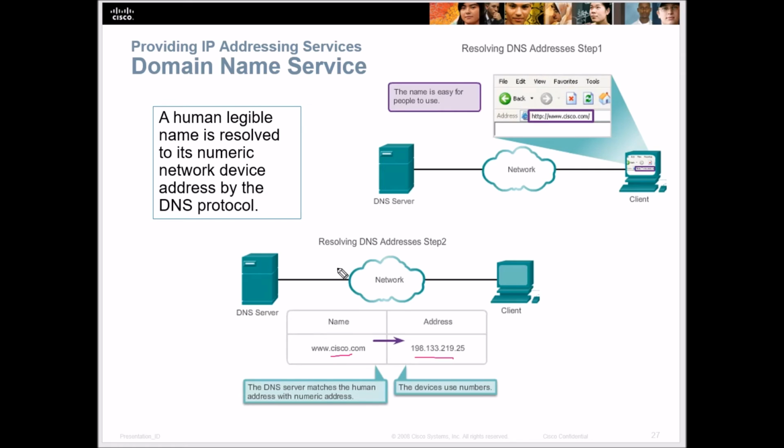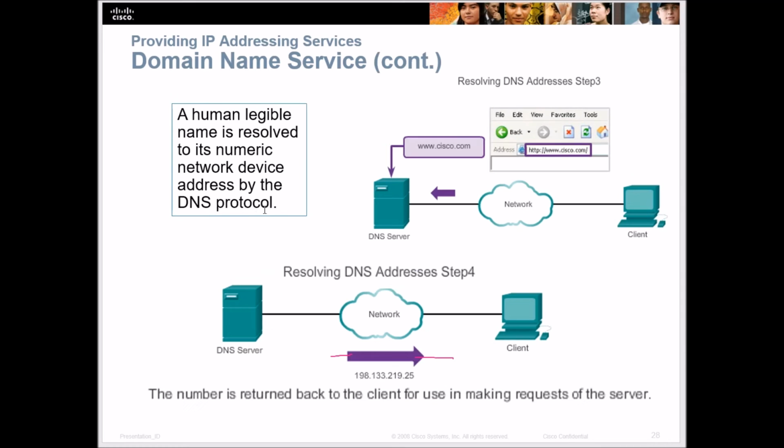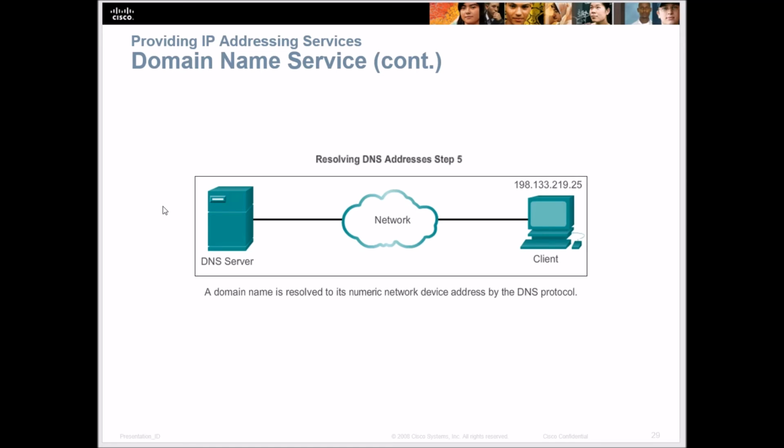Those DNS servers sit out on the internet, and you register your domain. You register your domain and your IP addressing and where that gets pointed to. And then that DNS service resolves that for you. So we have a human-legible name. It's resolved to a numeric network address, whether it's V6 or V4, but it gets resolved to an IP address. And then that can be sent through. There's step 5.